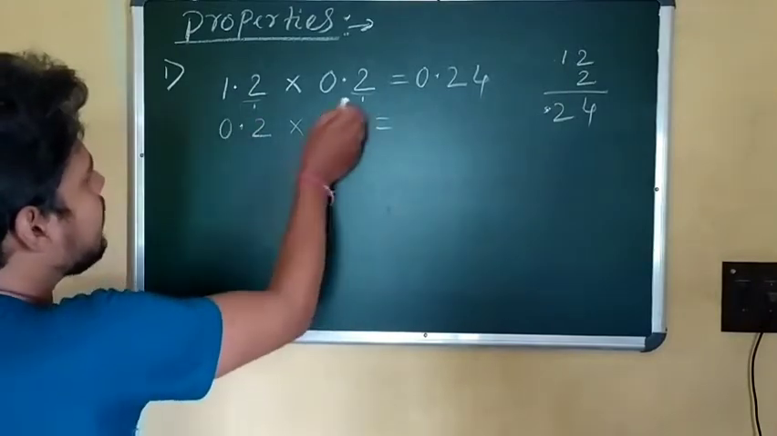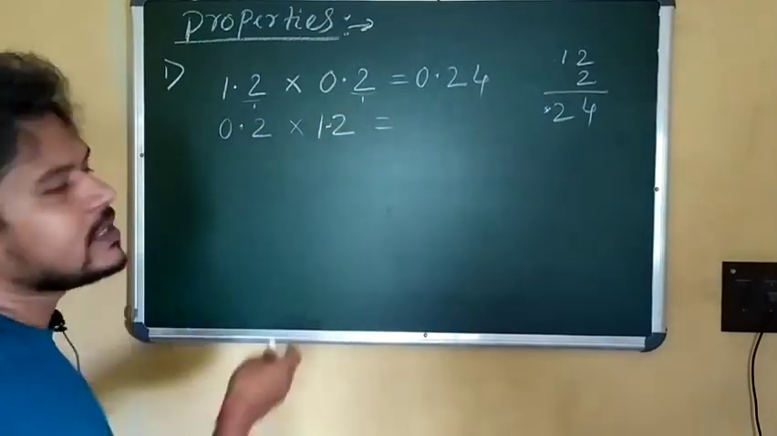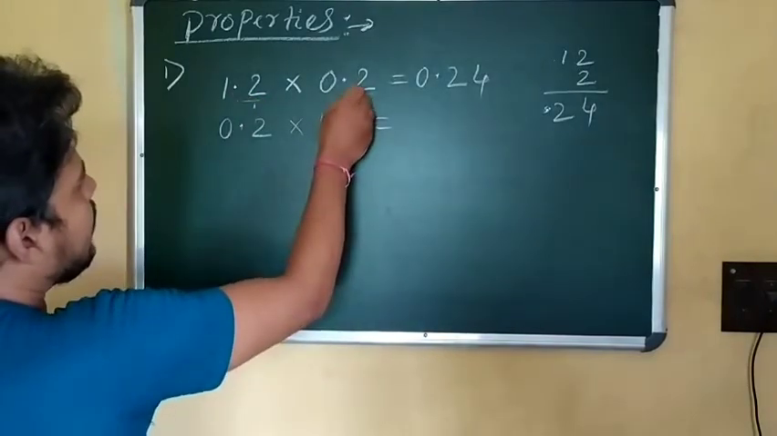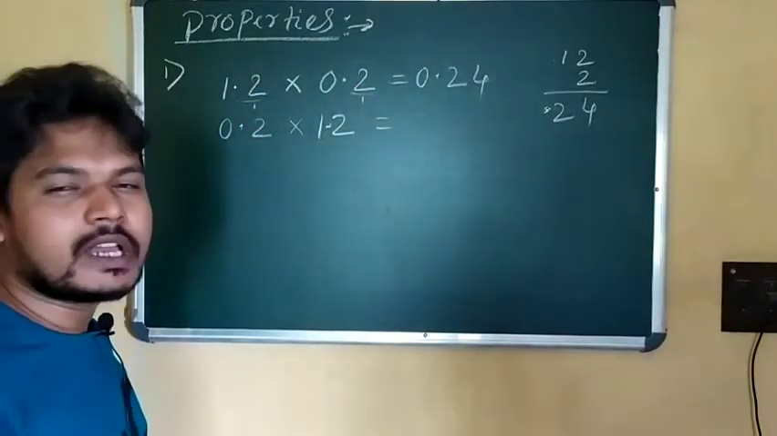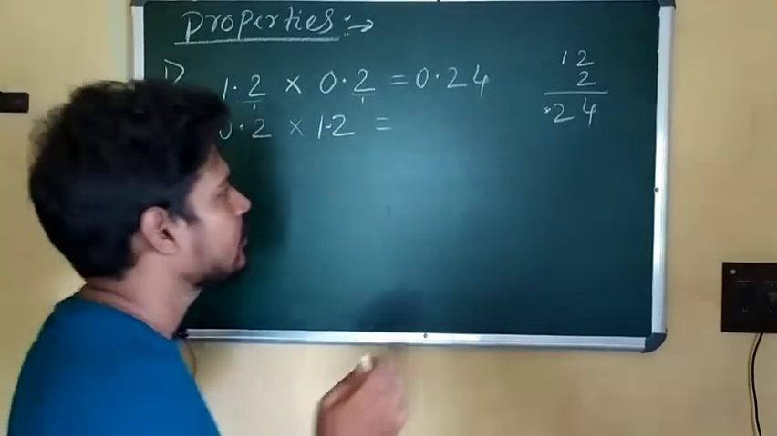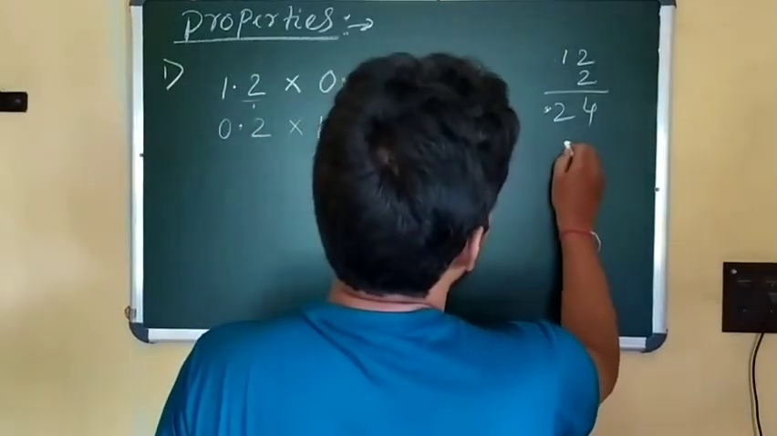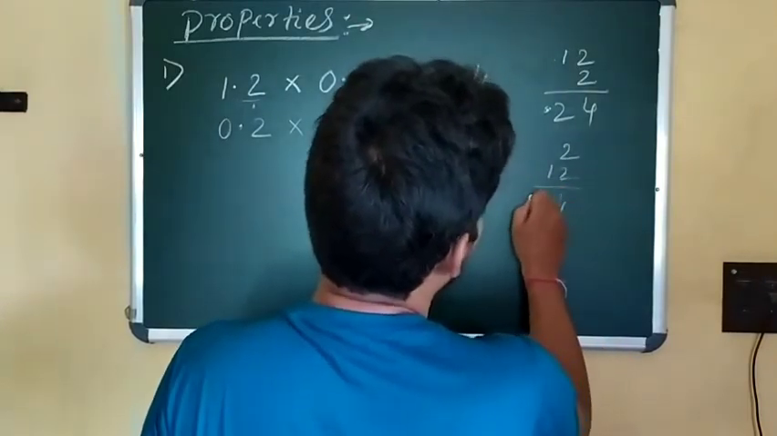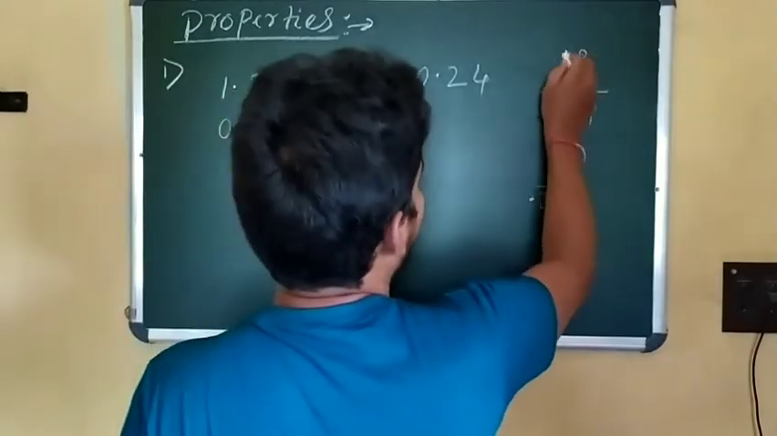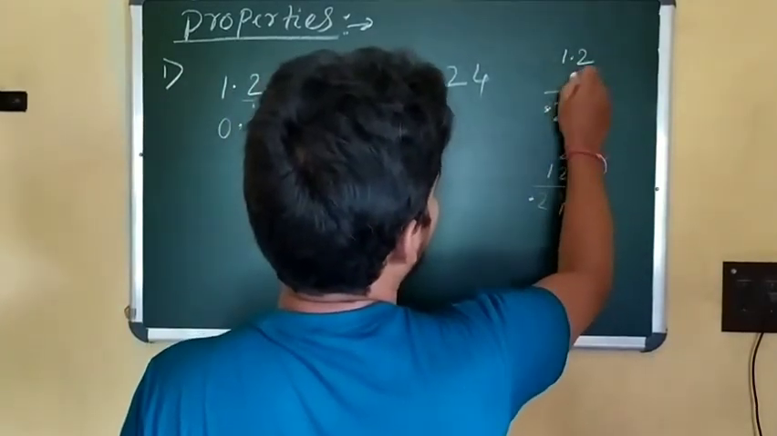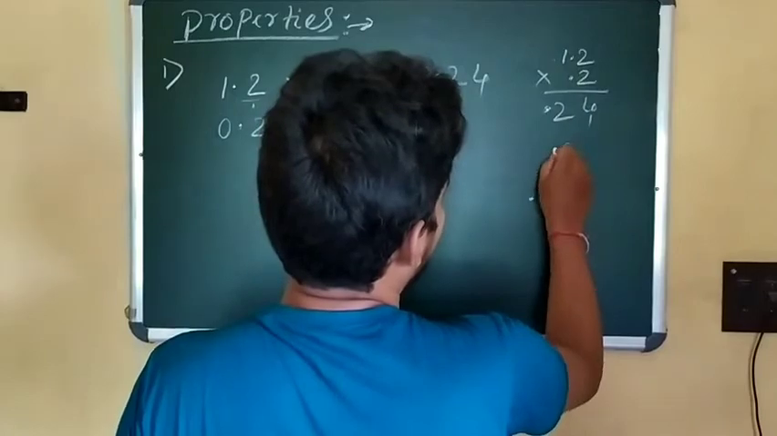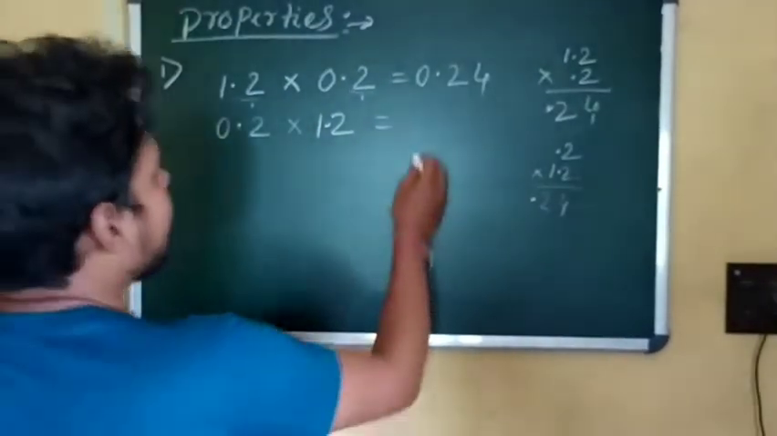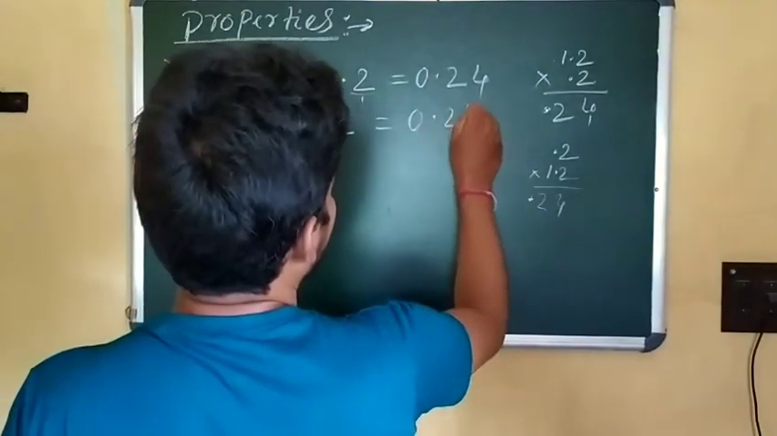Now you have to multiply the same numbers, 0.2 by 1.2. What is the change in these two cases? Only we change the order. Here the first number comes to the second place and the second number comes to the first place. So there is a change in the order of the numbers. So here also same, 2 by 12, 24, and you have to put the decimal point here. Okay. So what happened? Here also you get the same answer.